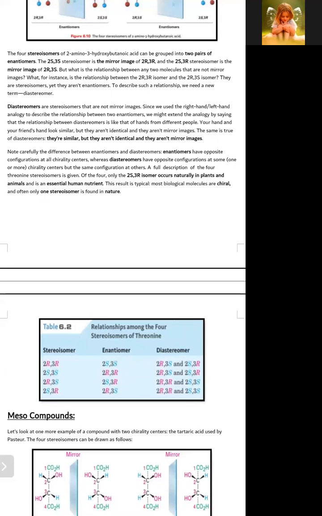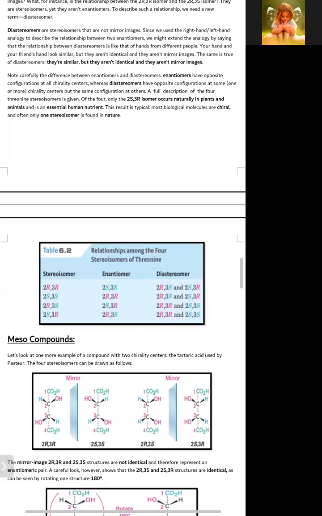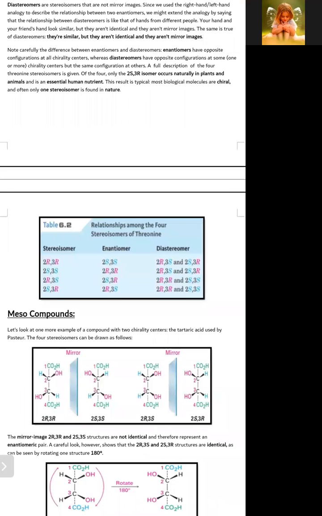The difference between enantiomers and diastereomers: enantiomers have opposite configuration at all chirality centers, while diastereomers have opposite configuration at some chirality centers but the same configuration at others. Of the four, only the 2S3R isomer occurs naturally in plants and animals and is an essential human nutrient. The result is typical. Most biological molecules are chiral, and often only one stereoisomer is found in nature.